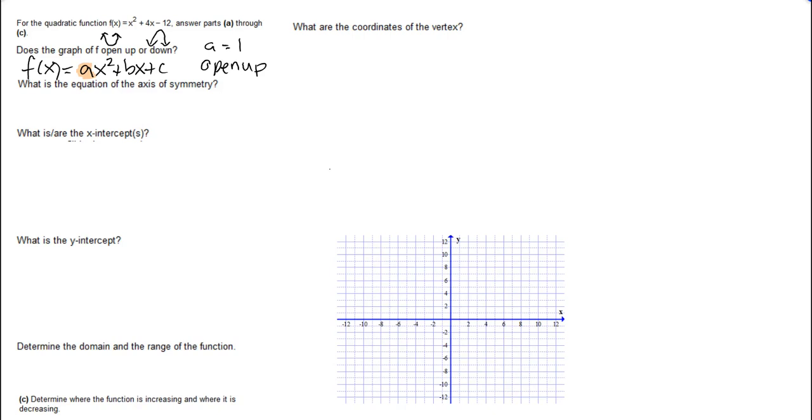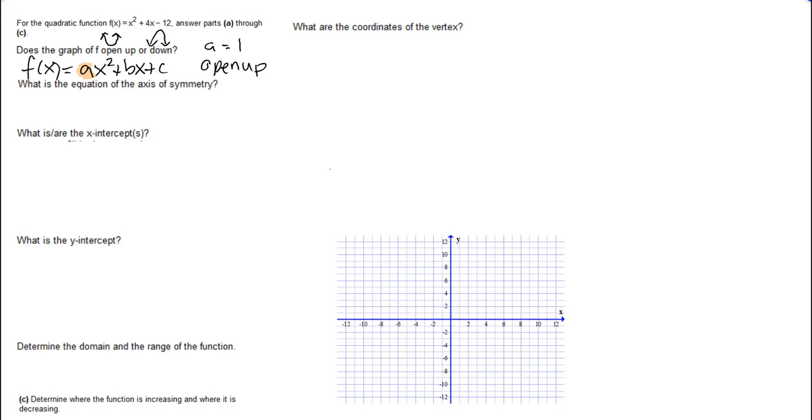The next thing we want to focus on is what are the coordinates of the vertex. With a quadratic function that is in general form like this one is, we have two avenues to find the vertex. We can use a process called completing the square to manipulate that general form and put it into vertex form, and we can find the vertex that way, or we can use a vertex formula. So let's take a look at that.